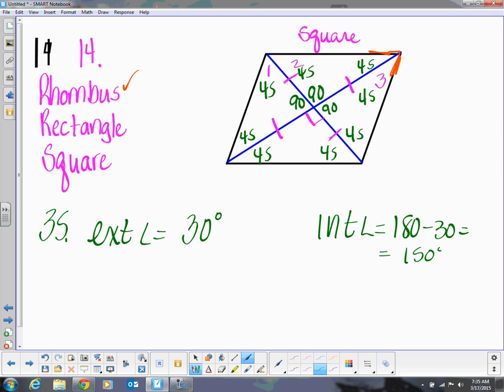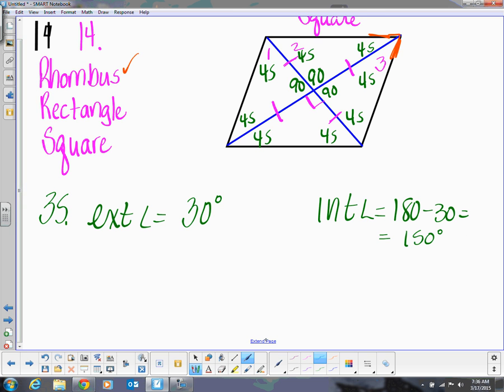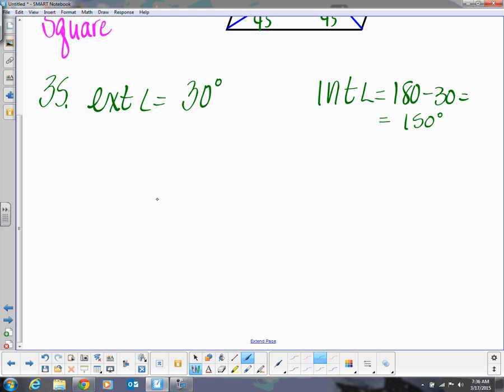All right. Now, how do we find the number of sides? You hopefully took notes this morning. What does it say on your notes? Exterior angle times the number of angles or sides is equal to 360. All right, so how do you solve for n? Divide by 30. And how many times does 30 go into 360?